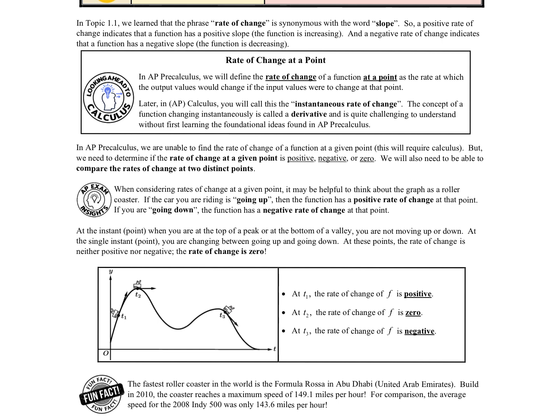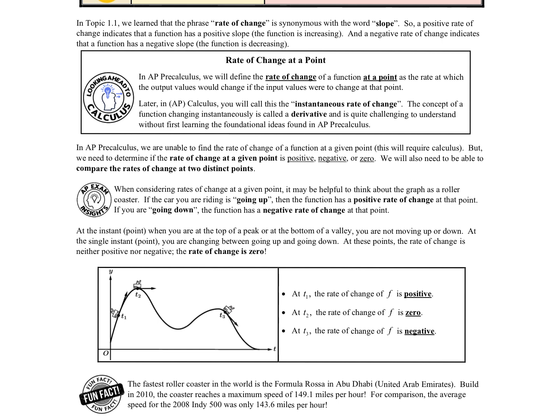Go. In topic 1.1, we learned that the phrase rate of change is synonymous with the word slope. So a positive rate of change indicates that a function has a positive slope. Goes up. The function is increasing, and a negative rate of change indicates that a function has a negative slope. It's going down. All right, cool.